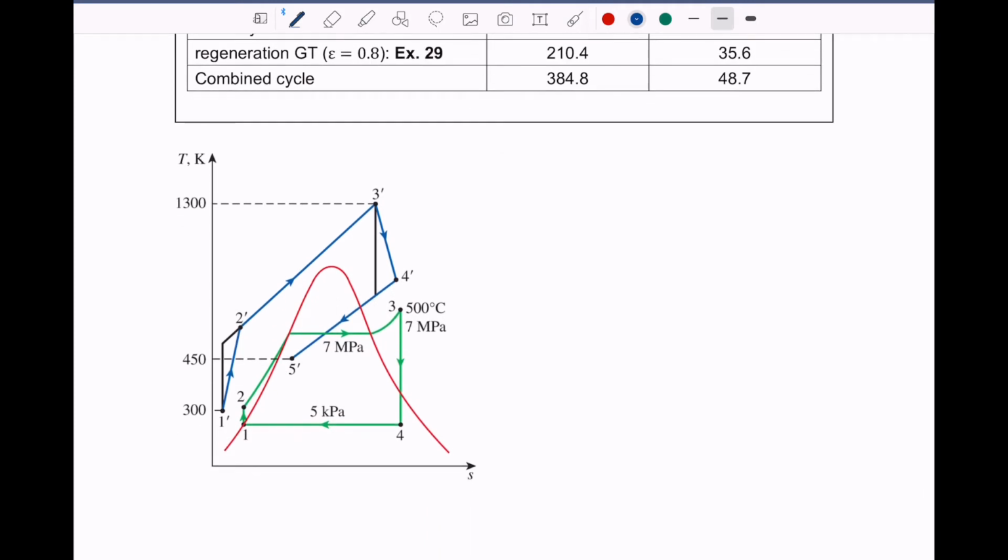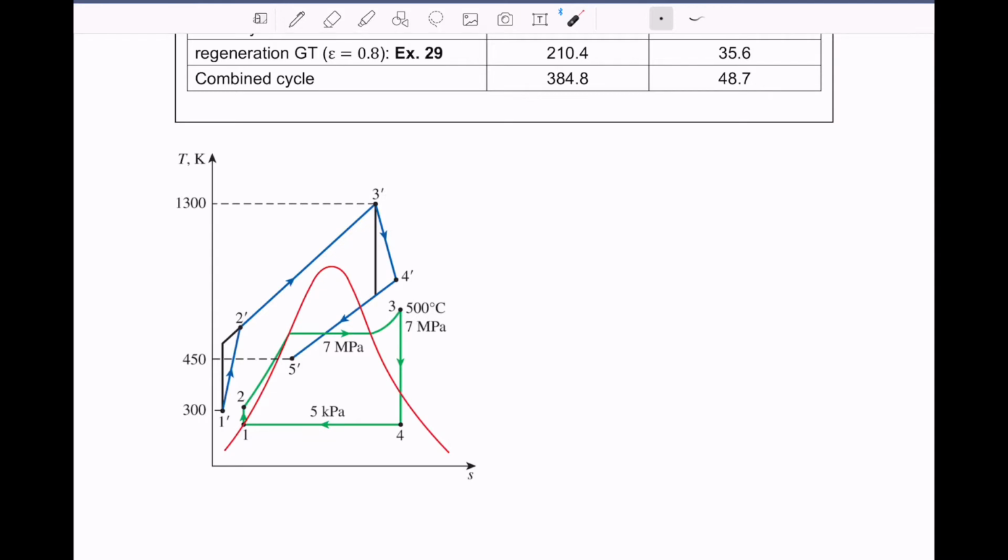Now, because we have a Brayton cycle and a Rankine cycle, we could draw this T-s diagram where the blue curve is for the Brayton cycle and the green curve is for the Rankine cycle. As you see, we start from 1 prime, the air in the gas turbine, and from 1 prime to 2 prime, we have a compression process. Now that is not ideal. From 2 prime to 3 prime, we have a heat addition process, and 3 prime to 4 prime, we have expansion, which is not ideal in the gas turbine. And now at the HRSG, we have a decrease of gas temperature from 4 prime to 5 prime.